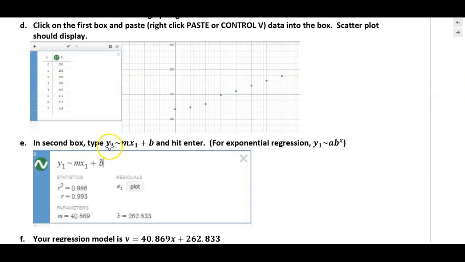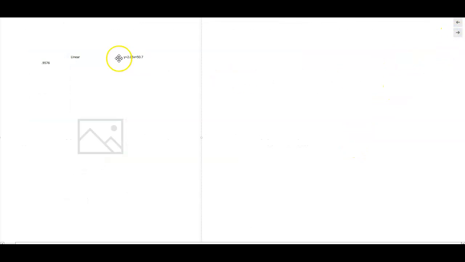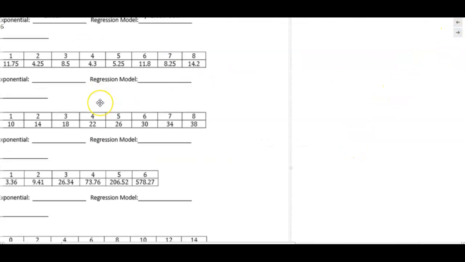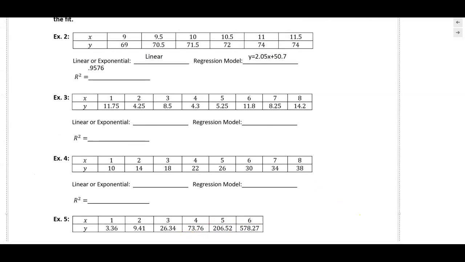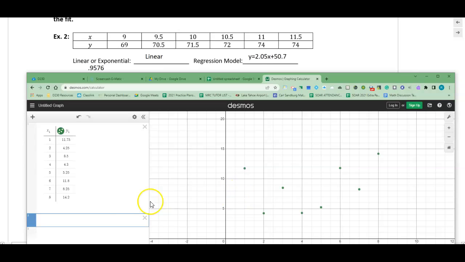Remember, if we wanted to do linear, we could do y1 is approximately mx1 plus b. Or if it's exponential, we would use y1 is approximately a times b to the x. So here's the thing. What we'll do is we'll actually do both models, although it doesn't have a strong correlation. Here's what I want you to see.